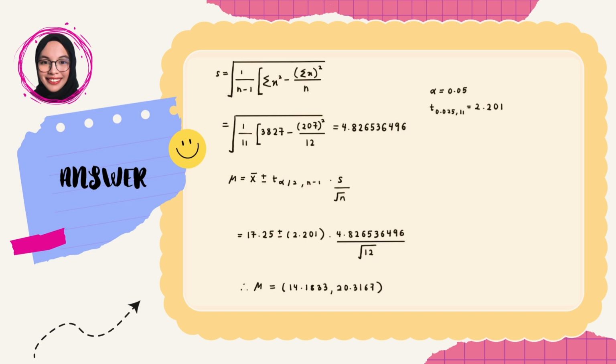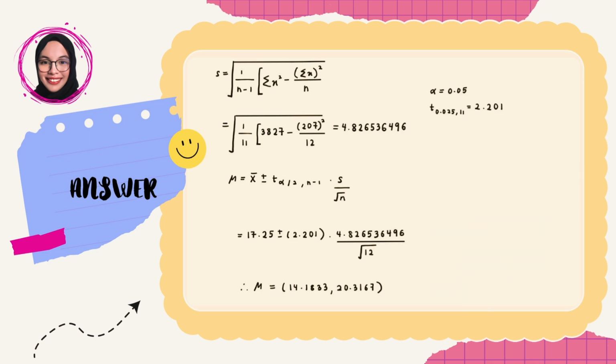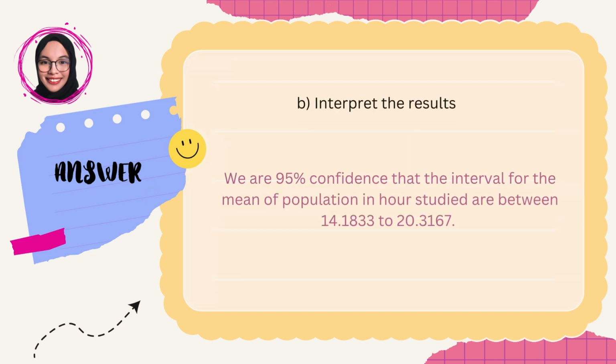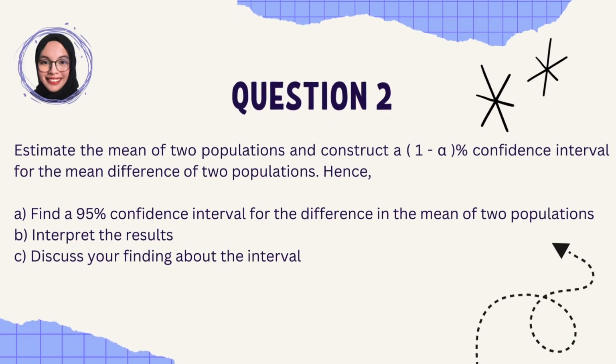Next, we can find the answer by substituting the values of alpha and n into the formula. We do not know the values of x bar and the standard deviation yet, and these can be found by using a calculator. The value of t 0.025 with v equal to n-1 can be obtained by referring to the t distribution table. As we substitute the values into the formula, we get the limits for the mean, which are 14.1833 and 20.3167. To interpret the results, we are 95% confident that the interval for the mean of the population in hours studied is between 14.1833 to 20.3167.